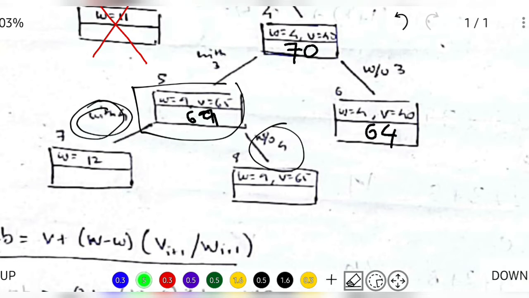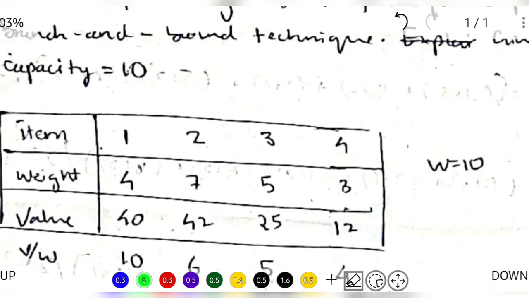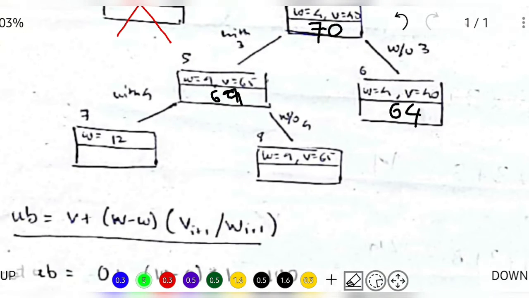If I include object 4, the weight will exceed. See, only 1 kilogram I have, but object 4 is of 3 kilogram. I have to include the whole object. So I can't go with that because the object will exceed the capacity. So I'll be excluding this one. Okay, the next one is not going with object 4.